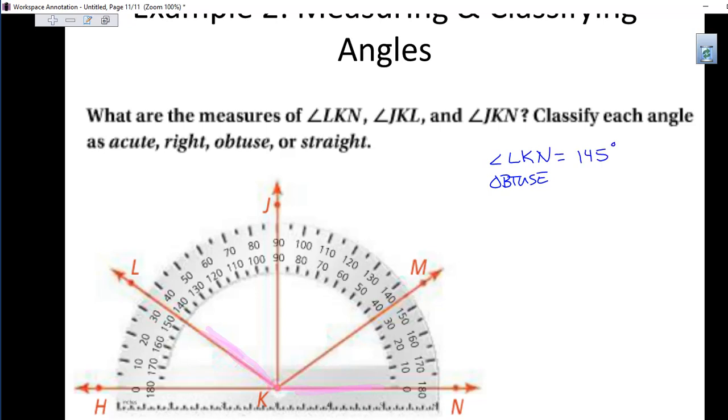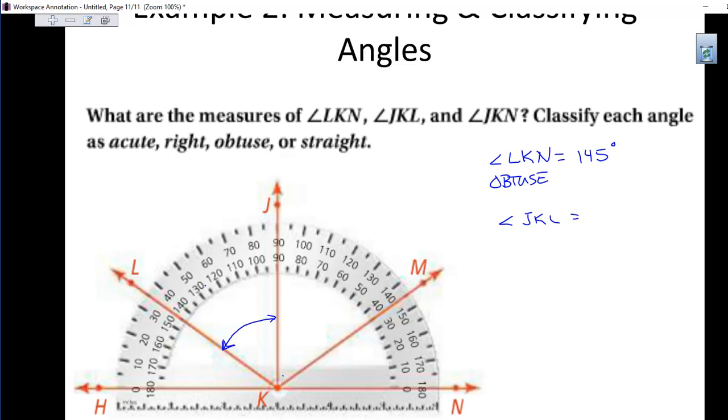Now, let's take a look at the next one, angle JKL. Now this one, J, K to L. Notice here that it's not starting at 0. So the measure of JKL is referring to how many degrees this is opening up. So let me get rid of this one here so that doesn't confuse us any. And we're looking at how far it is from here to here.